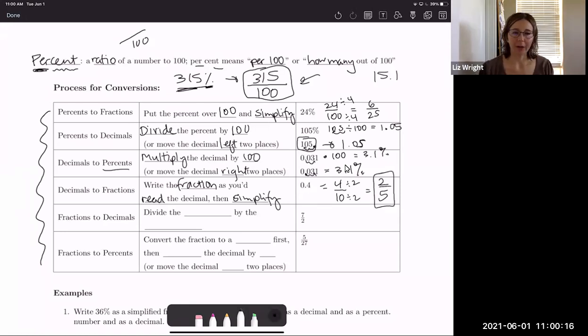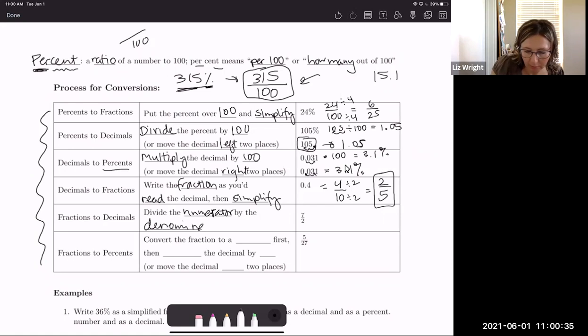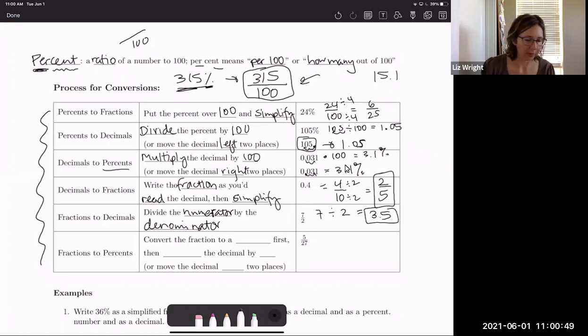2/5. So then again, our next step, taking a fraction and putting it into a decimal, we are going to divide the numerator, so the top number, by the denominator, the bottom number. So we literally are just, this is a calculator exercise. You're taking 7, you're putting it in your calculator, you're dividing it by 2, and you should be getting out 3.5 for that. And then finally, and again, this is a calculator exercise.